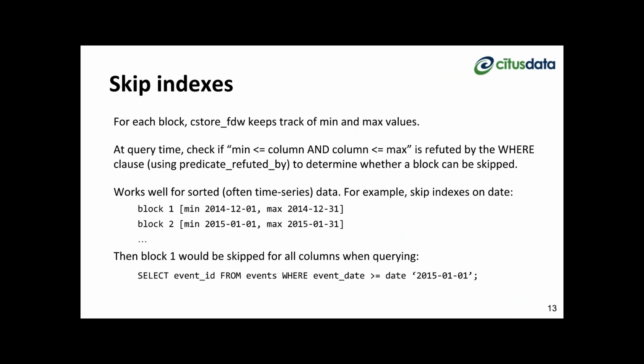So what are these skip indexes with these min and max values? Well, for each block of data, CStore keeps track of what is the minimum value in this block that has been ingested and what is the maximum value. And then at query time, it looks at the where clause and checks whether the expression that the value of the column is between min and max is never going to be true given the where clause. So for the query that the user is making, all of the data in this block will be filtered out. We know that from the min and the max value. And there's some internal Postgres functions, in this case predicate refuted by, that do this for us. We didn't even have to write code for this.